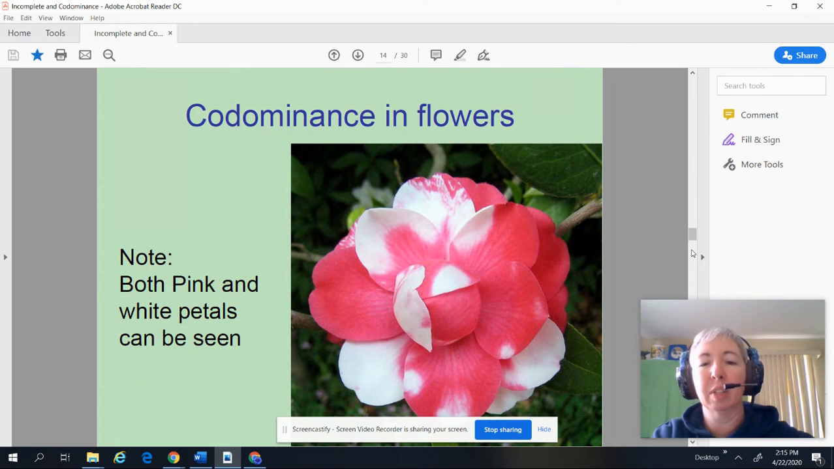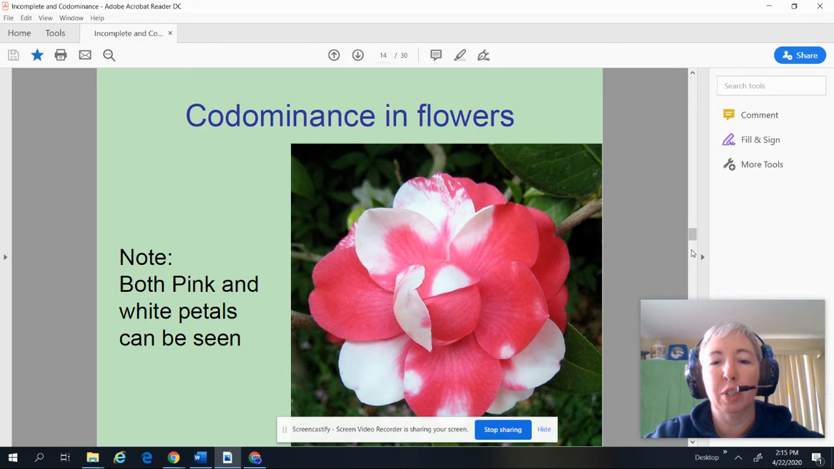This is what it often looks like in flowers. If you see a striped flower or a flower with spots, these are codominant. The red and the white appear side by side. They are both dominant. They do not mix in codominance.